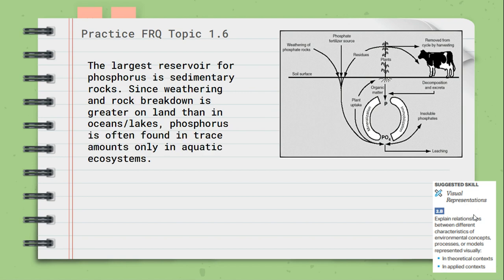All right, at this point, we should have answered our FRQ in the Edpuzzle as well as in our notes. Here, the largest reservoir for phosphorus would be our sedimentary rock. We know weathering and the breaking down of rock is going to be much greater on land than it may be in oceans and lakes, and so phosphorus is often found in only very trace amounts in aquatic ecosystems, making it a limiting factor or nutrient.